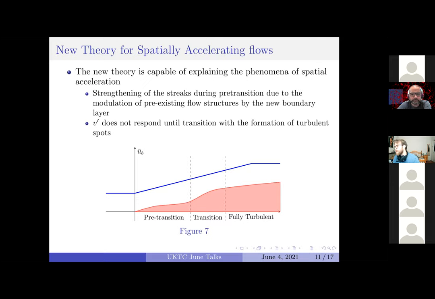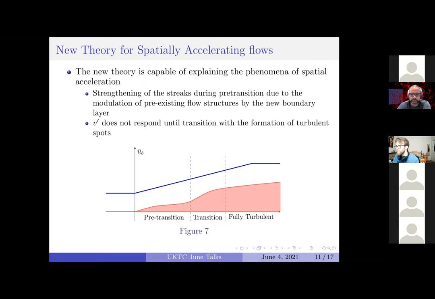And that is explained because this component won't respond until you're beginning to get the transition of the new boundary layer and you're starting to get the breakdown of those streaks. This hasn't actually been presented, but you can look at how those streaks evolve with time. And what you find is that towards the end of that pre-transition region where you have those strengthened streaks, you tend to get these streak collisions that are in many respects reminiscent of what you might see in studies of transition as well.